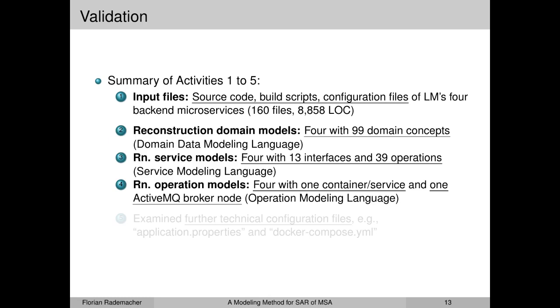In activities 2 to 4, we reconstructed domain models, service models, and operation models from the input file set, each model kind expressed within one of our MSA modeling languages, and we created one model per model kind for each of the microservices. So we had 4 domain models, 4 service models, and 4 operation models.